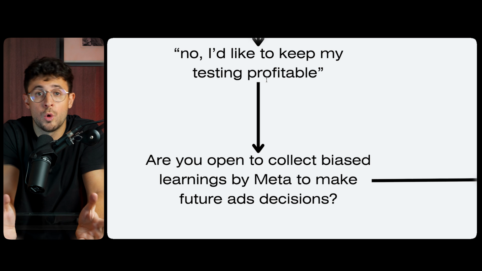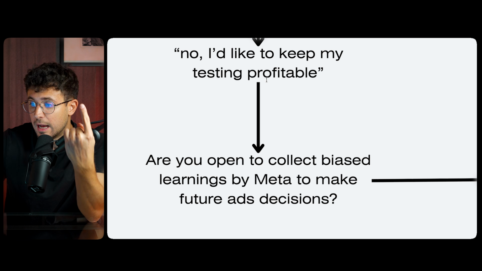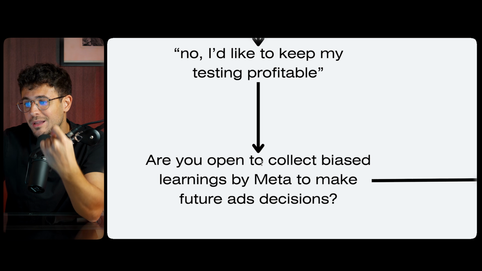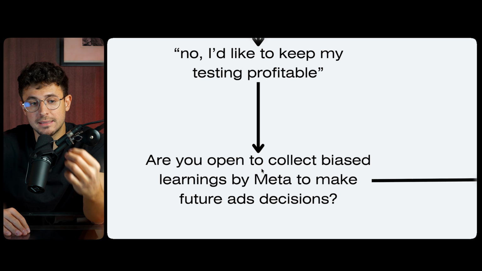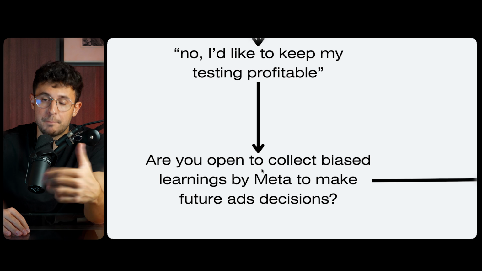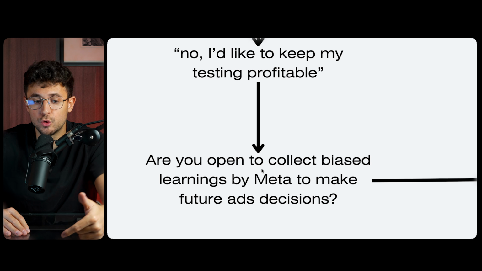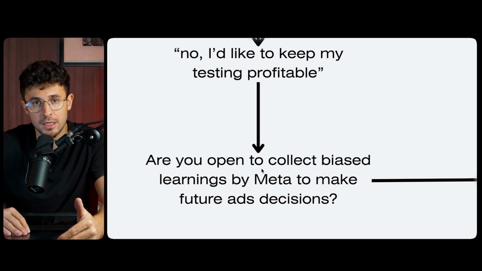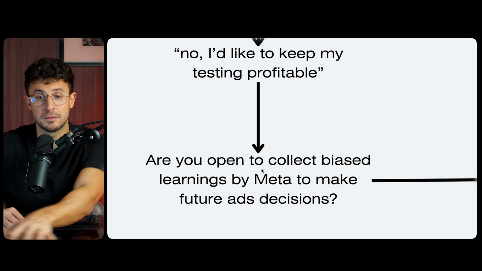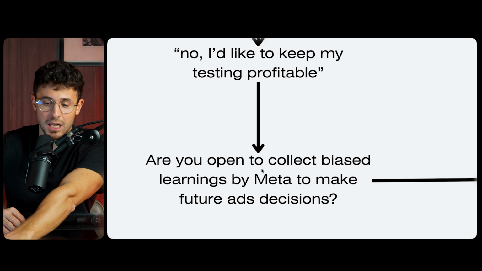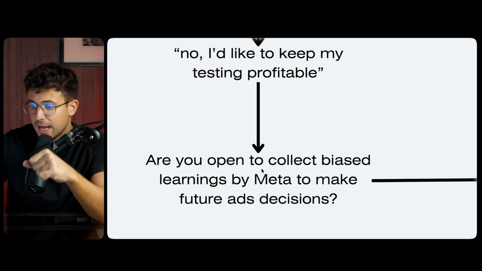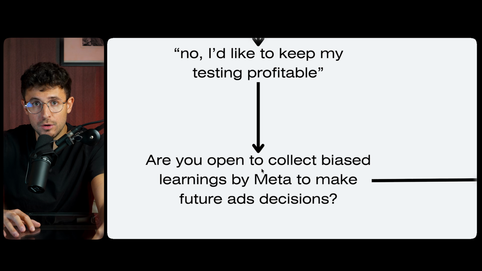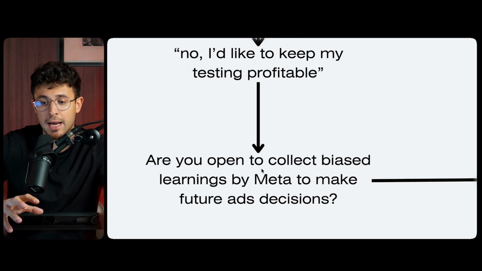But Meta is, of course, not always right. And the reason behind this is: are you also open to collecting biased learnings by Meta to make future ad decisions? What it means is that when you run a CBO setup, Meta starts pushing the ad set that contains the creatives that have better engagement. And so are you willing to play by Meta's rules? So are you willing to let Meta pick the best creatives that Meta likes and that possibly can also scale, but technically leaving some more performance on the table? Because if you test things manually, you can learn more than by leaving things to Meta.